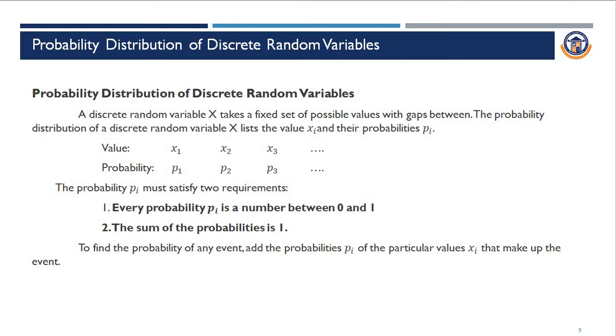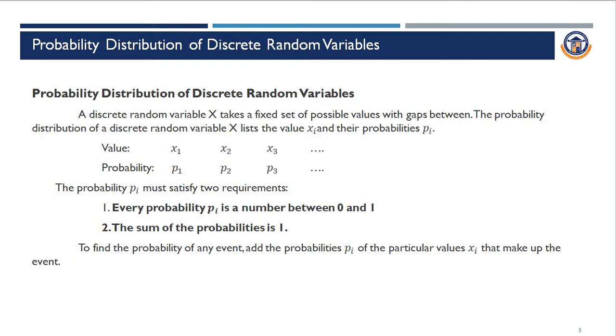Probability distribution of discrete random variables. A discrete random variable x takes a fixed set of possible values with gaps between them. The probability distribution of a discrete random variable x lists the values xi and their probabilities pi. Values of x are denoted by x1, x2, x3, etc. and the corresponding probabilities are denoted by p1, p2, p3, etc.